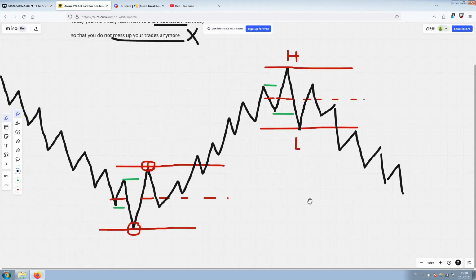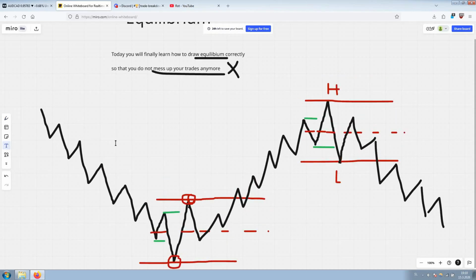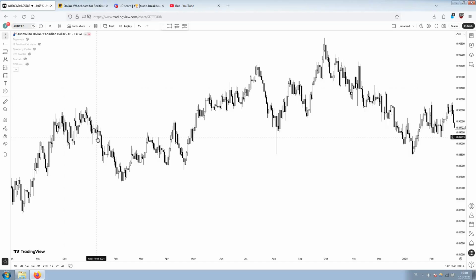Okay, so let me write that down. What do we need? We need liquidity sweep, we need break of structure, and then connect high with low. Okay, so that is all we need. Now let's go to the chart.